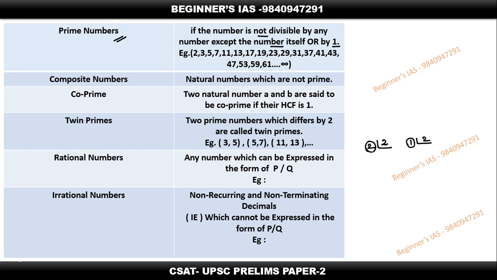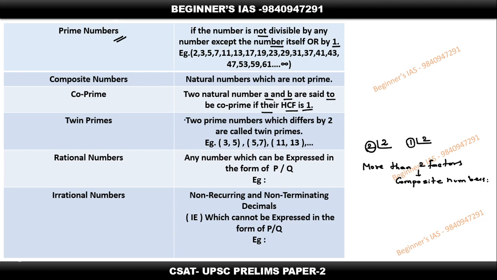Then composite number. A composite number is a natural number which is not prime, or else we call it as a number which has more than 2 factors. More than 2 factors, then we call them as a composite number. So kindly remember about this composite number. And then what do you mean by coprime? Two natural numbers A and B are said to be coprime if their HCF is 1.